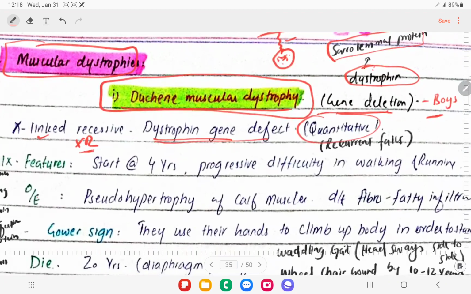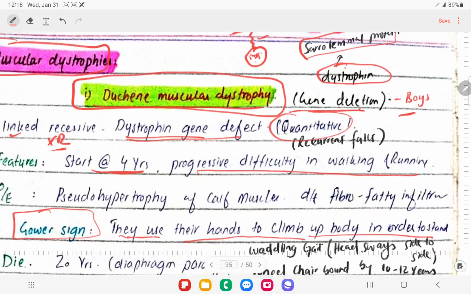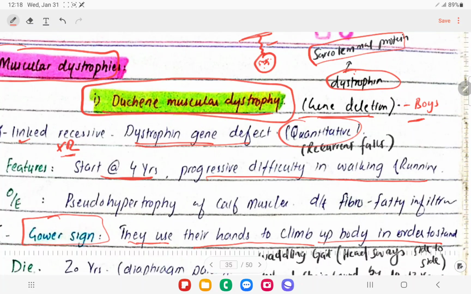This muscular weakness is going to start at 4 years of age, and there will be progressive difficulty in walking and running. In these patients Gower sign is positive. So what is that Gower sign? These children use their hands to climb up their body in order to stand up. This is called the Gower sign. If we check the calf muscles, there will be pseudohypertrophy of the calf muscles, and that is because of fibrofatty infiltration.